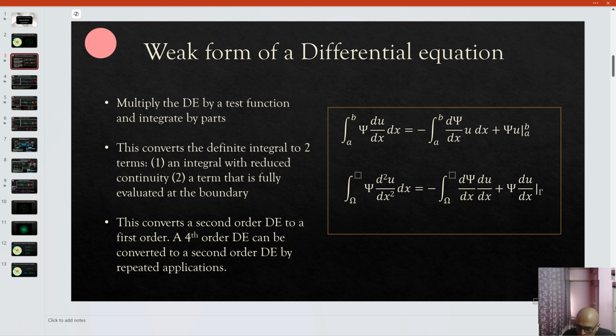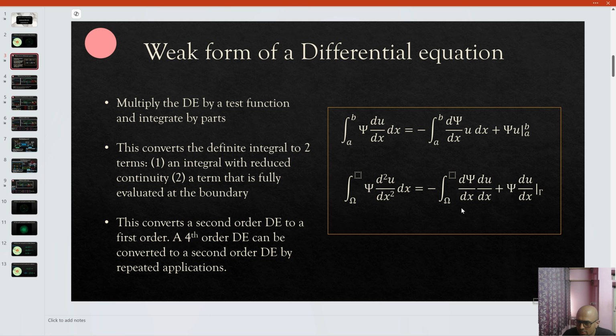So we just apply integration by parts on this psi into d2u by dx square, right? And so we get two terms here. The first term is having two first order derivatives, right? So you can see that this one derivative has transferred from the second order term to the test function.